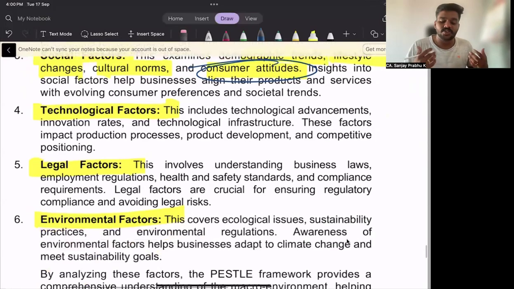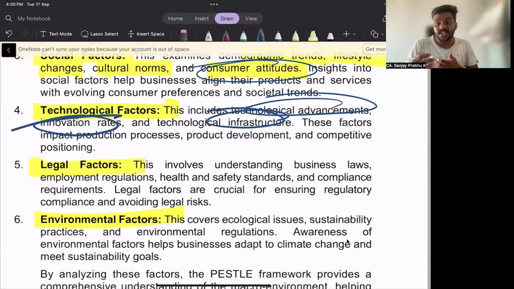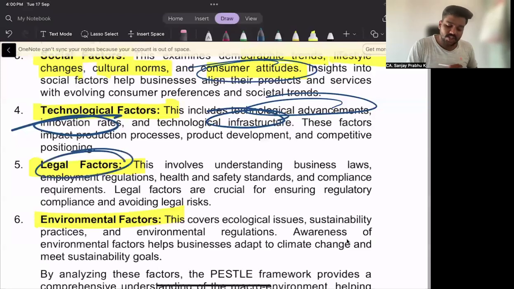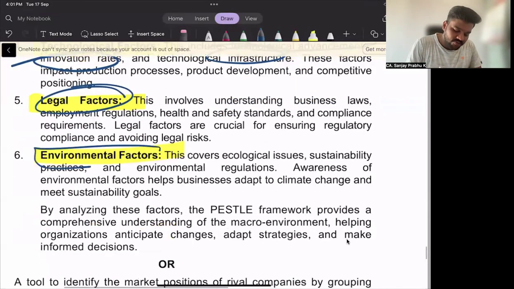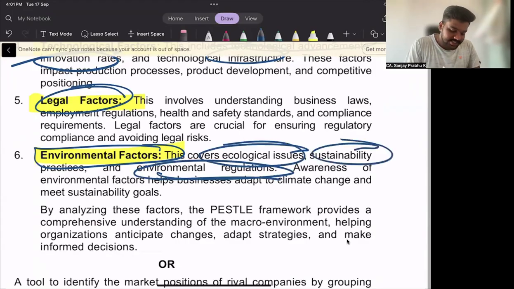Then technological factors: technological advancement, technological infrastructure, innovation rate, artificial intelligence, all of these are going to have an impact on the business. Legal factors, obviously various laws and regulations. The laws and regulations I must follow when doing business in India, and those I must follow when doing business in North Korea, all these are going to have a huge impact on the business. And finally, environmental factors. What are the various environmental laws and regulations we need to follow? Environmental regulations, ecological issues, sustainability practices.